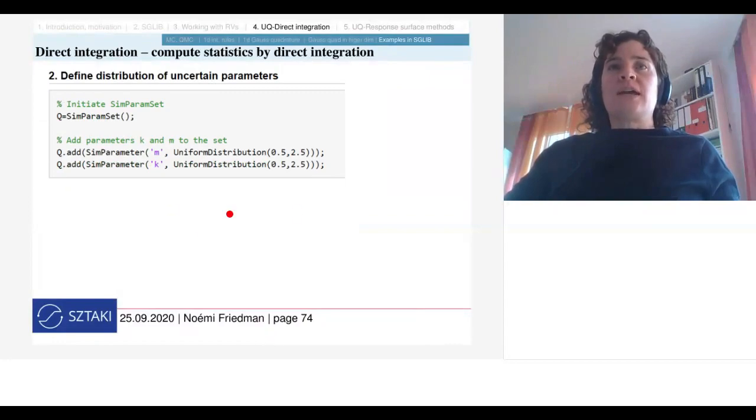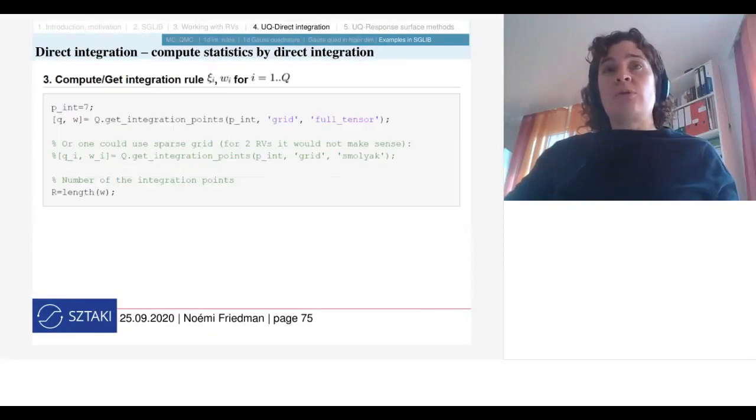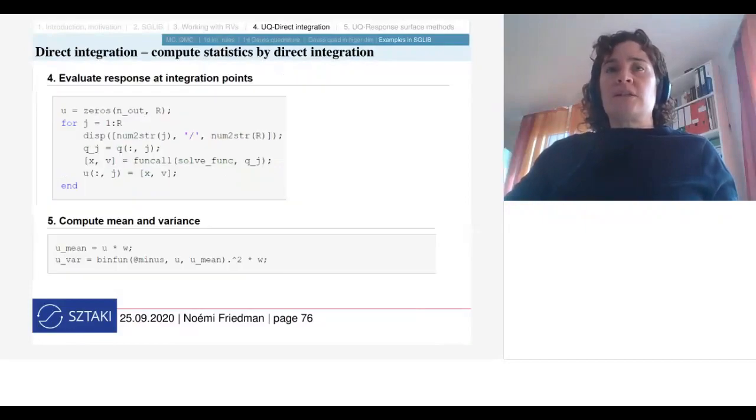And the way to do it, I have to get the integration rule. First, for that, I need to define the distribution of these random variables, the mass and the k. And this I have showed you already. And then you need the integration point. And now I use the full tensor product. And I use here a 7-point integration rule. And so this is nothing new.